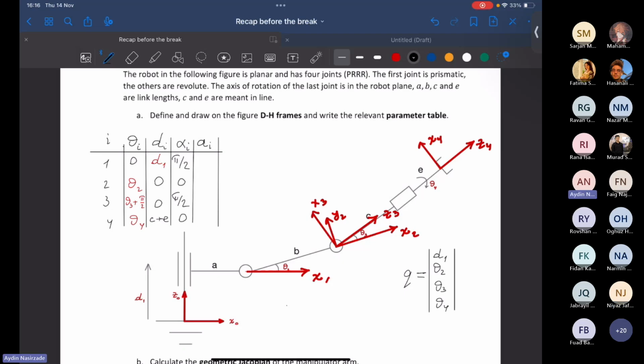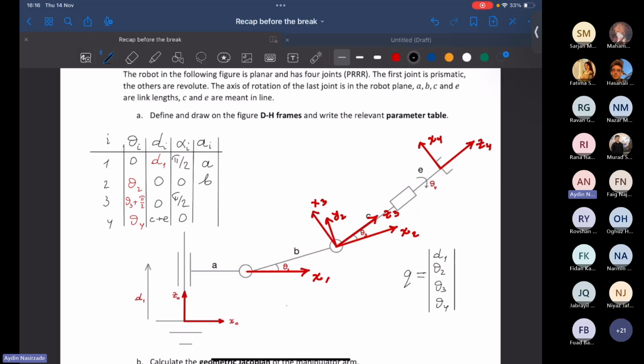Okay, let's move on to the last parameter, which is A. A1. How much to translate along x1 to align the origins of O0 and O1? The answer is A. And it's a constant. Okay, what about A2? A2 is B, in this direction. How much do I have to move this origin to make it aligned with this origin? The answer is B. It's a constant.